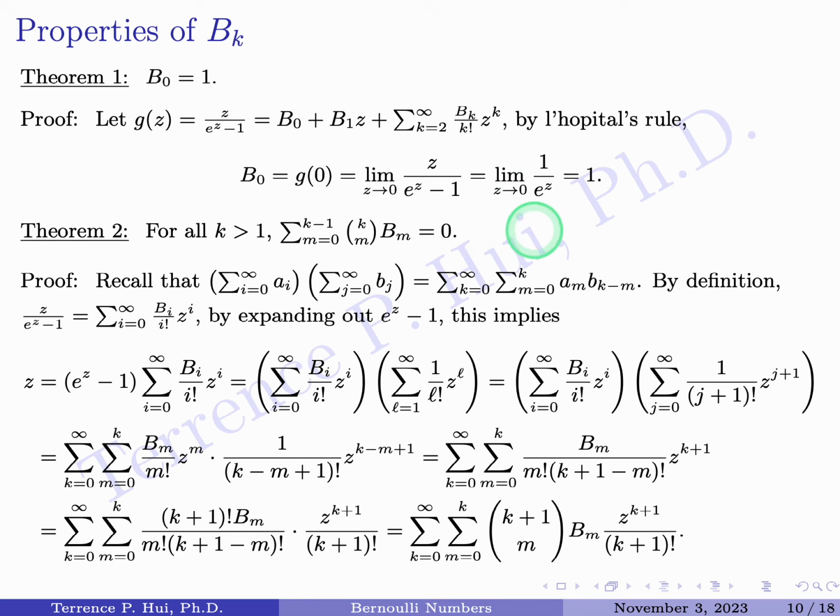Yes, you can, because now if you plug in z equal to 0, all you have is 1 over e to the 0, which is 1 over 1, or 1. So b sub 0 as a limit is 1. So that's how you prove b sub 0 is actually 1.